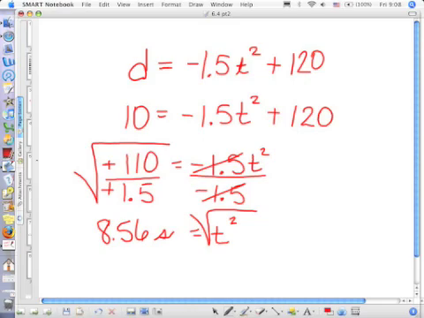Other places too. How did you get 110? I subtracted 120 from both sides. I got negative 110. When I divided by the negative, it made it positive. Okay, and then somebody said number 26.